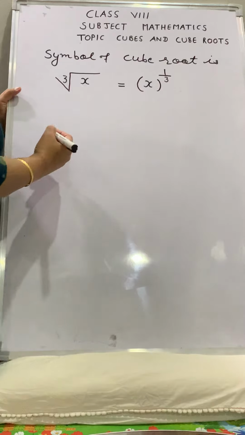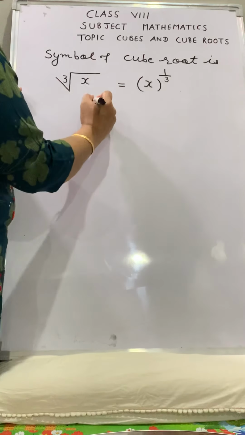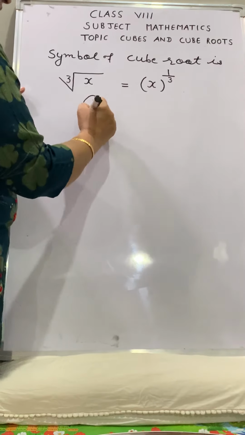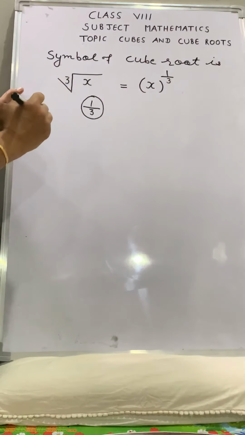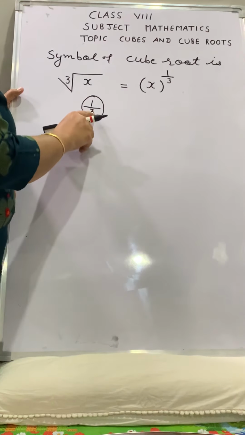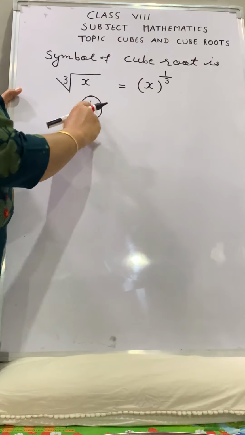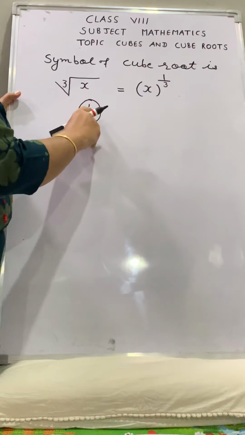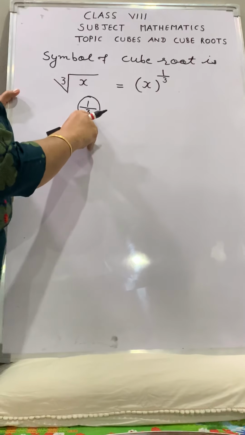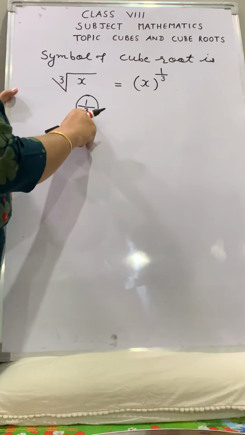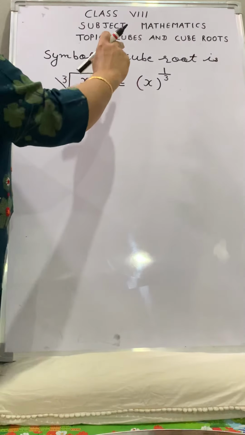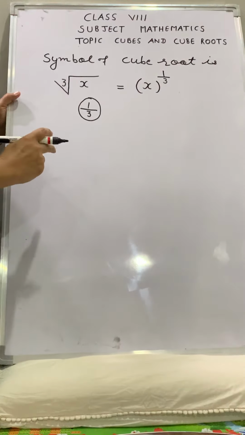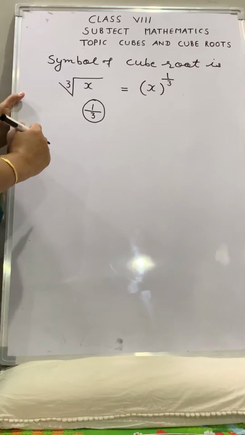What is the meaning of 1 by 3? It means the total numbers are 3 and you have to take 1, that is, you take 1 out of each 3. So when we find the cube root of any number, there are two methods. First is the prime factorization method.